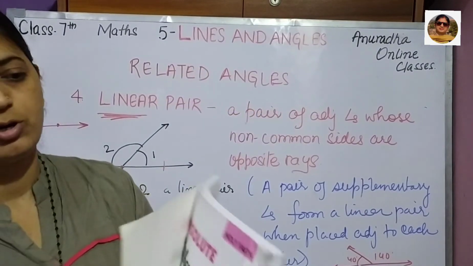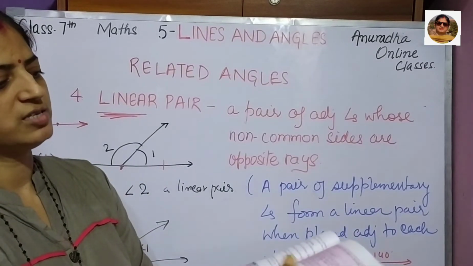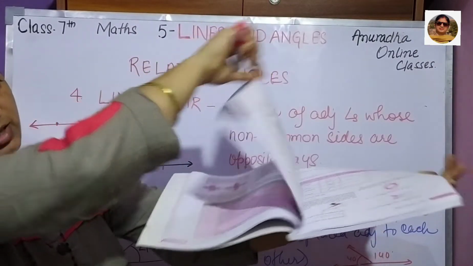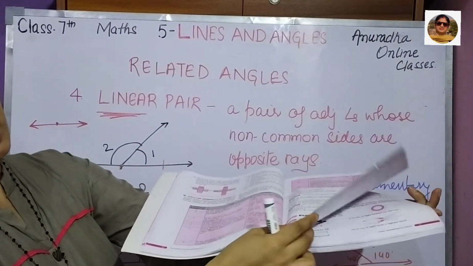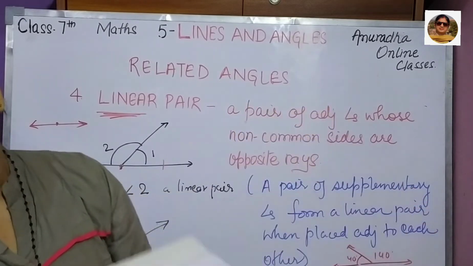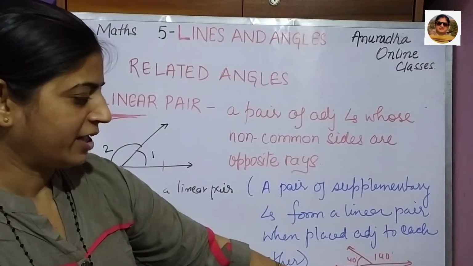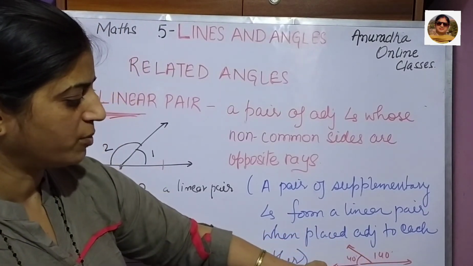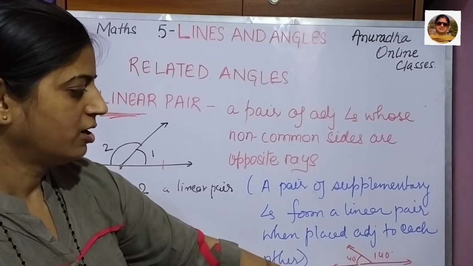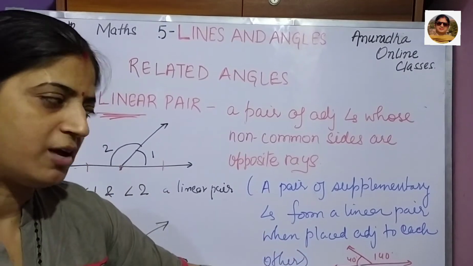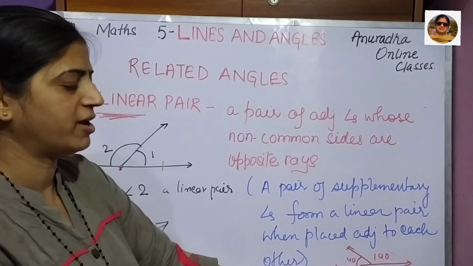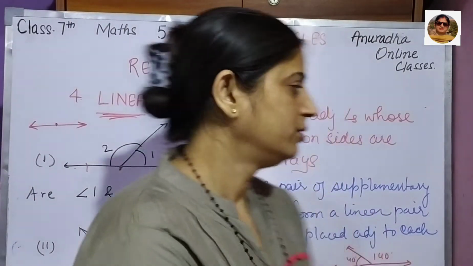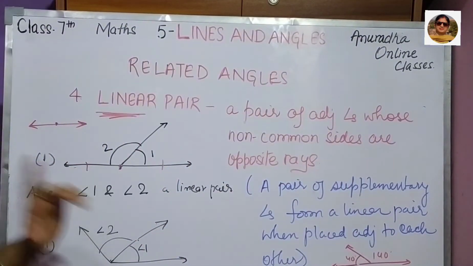If you see in other books also, you can see like this. This is a straight line and this is the common arm. This one is common, this is the uncommon arm. This is 40 degrees, this is 140 degrees. What is the sum of these two? That is 180 degrees. It means supplementary angles, when placed adjacent, also form a linear pair.